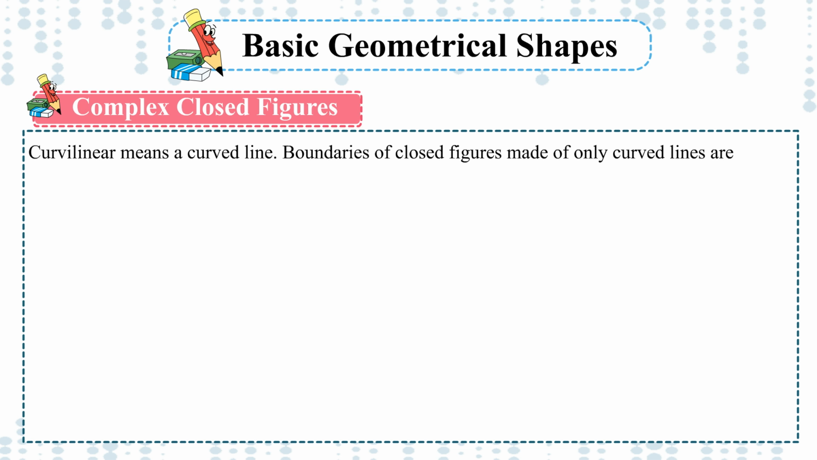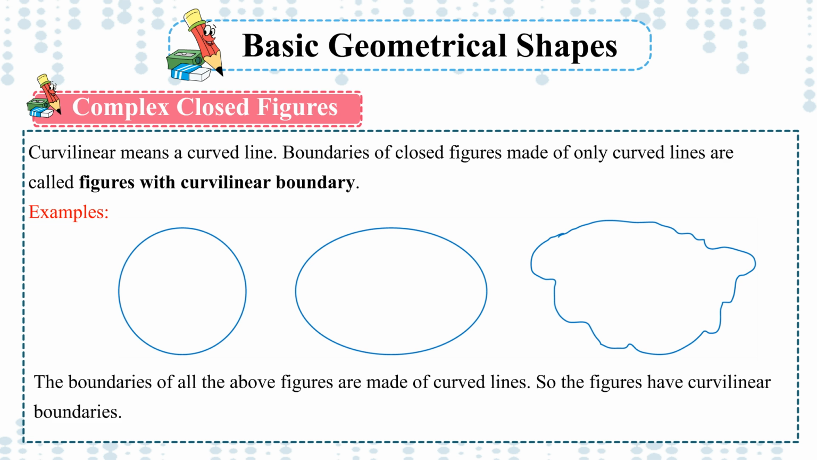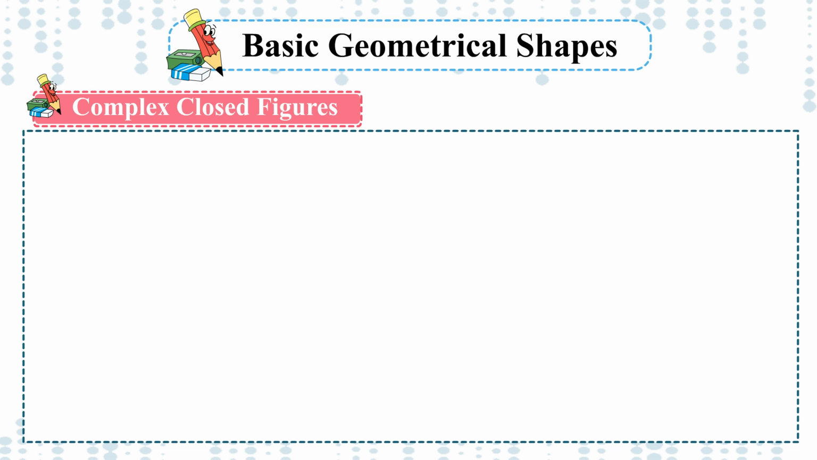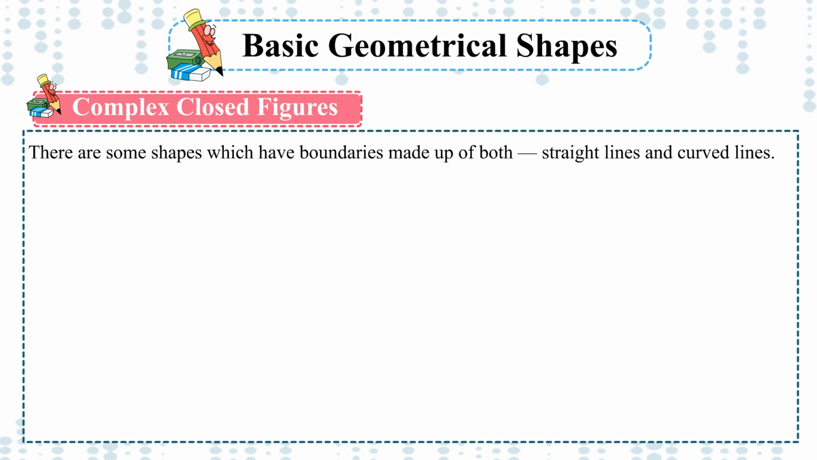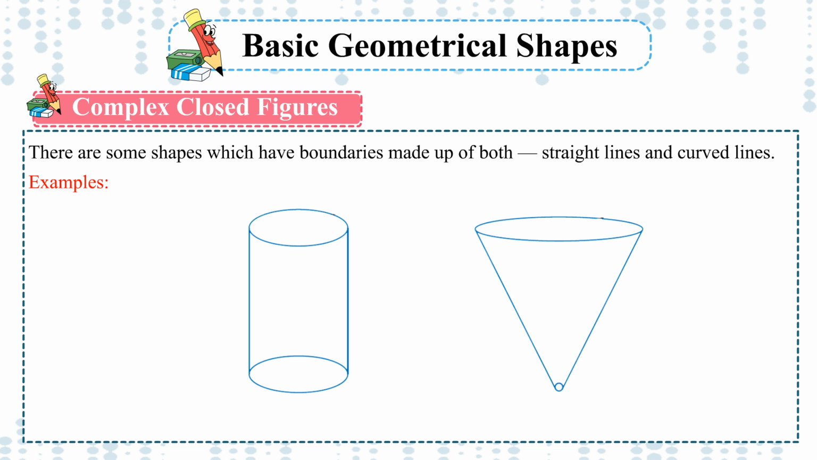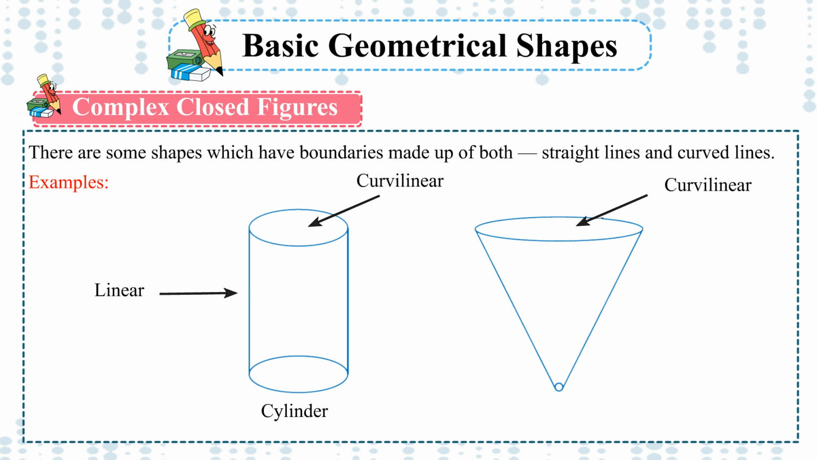Curvilinear means a curved line. Boundaries of closed figures made of only curved lines are called figures with curvilinear boundary. Examples. The boundaries of all the above figures are made of curved lines, so the figures have curvilinear boundaries. There are some shapes which have boundaries made up of both straight lines and curved lines. Examples. Curvilinear, linear, cylinder, curvilinear, linear, cone.